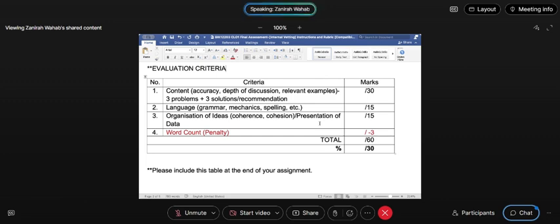So there will be marks allocation for this content, 30 marks. I would look at the depth of discussion, whether I think that this is so shallow or superficial, or not much relevant information is given.